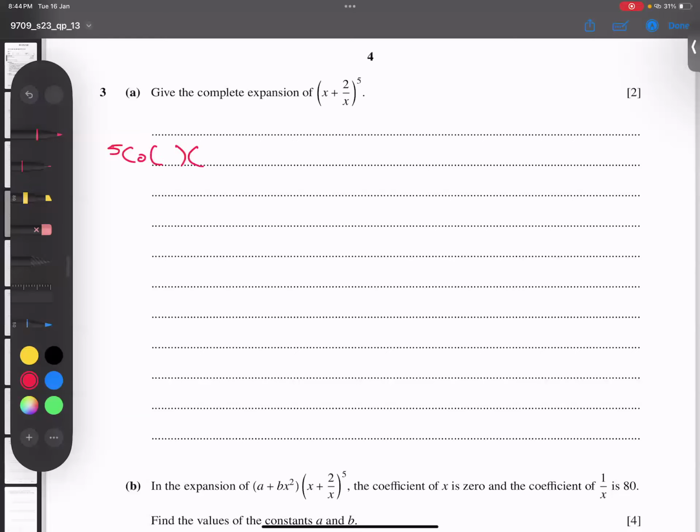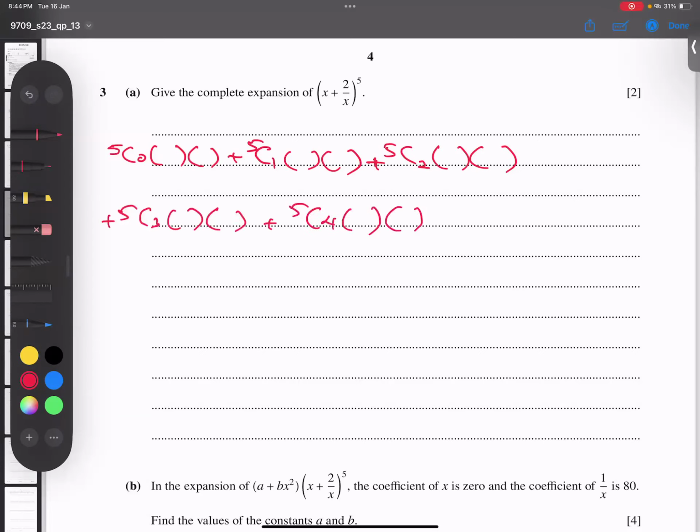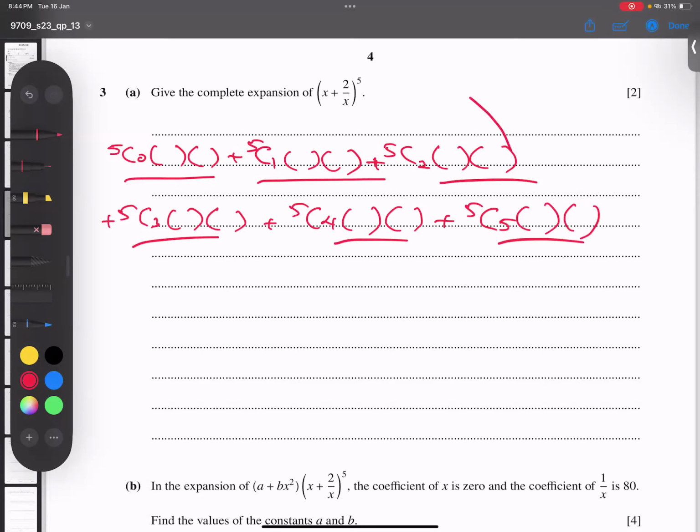5C0, two brackets, 5C1, two brackets, 5C2, two brackets. Okay, I have a space issue, so I'm writing it below. 5C3, again two brackets, 5C4, two brackets, and 5C5, two brackets. You observe 1, 2, 3, 4, 5, 6 terms because the power is 5. Alhamdulillah Rabbil Alameen, the point is very clear.